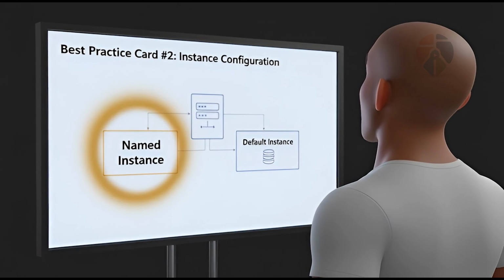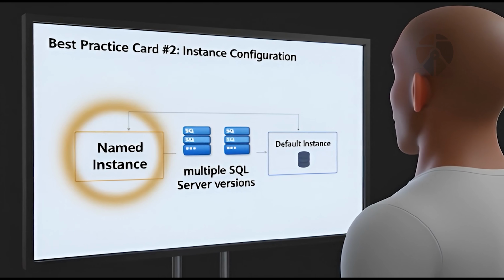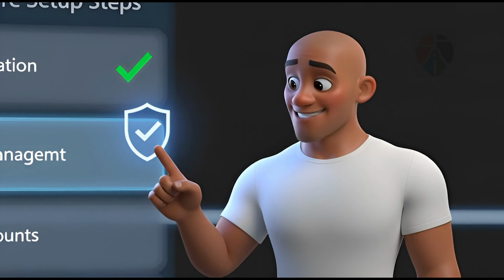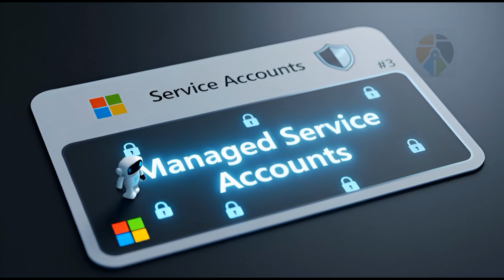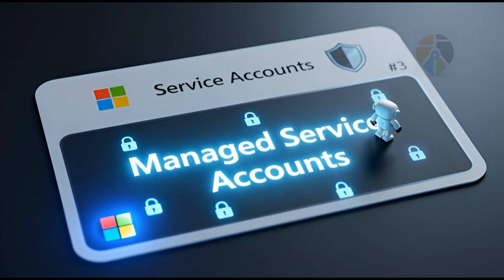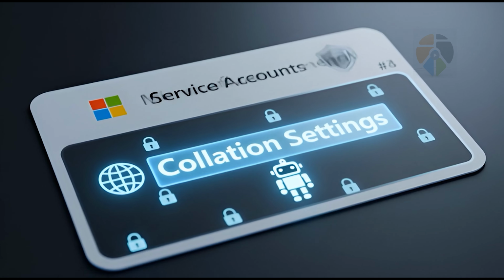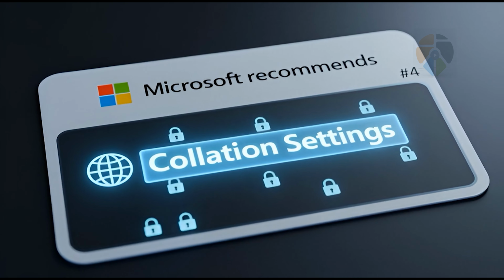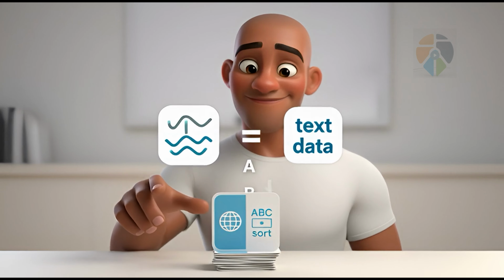Second, for the instance configuration, use a named instance rather than the default instance if you plan to run multiple SQL Server versions on the same machine. For a single lab setup, the default instance is fine. Third, for the service accounts, keep the defaults that the installer suggests. These are managed service accounts that Microsoft recommends for security. Fourth, on the collation settings, leave this as the default unless you have a specific regional requirement. Collation affects how SQL Server sorts and compares text data.